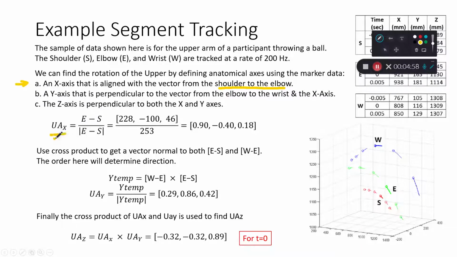So again, we have our x-axis here. We just need a unit vector that's parallel with that. So we'll take that vector from the shoulder to the elbow, divide by its magnitude, and then we get a vector for the x-axis.